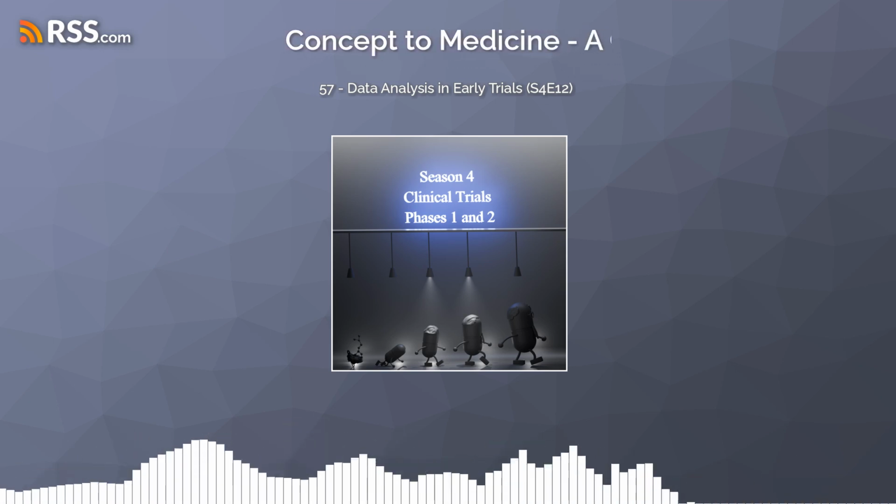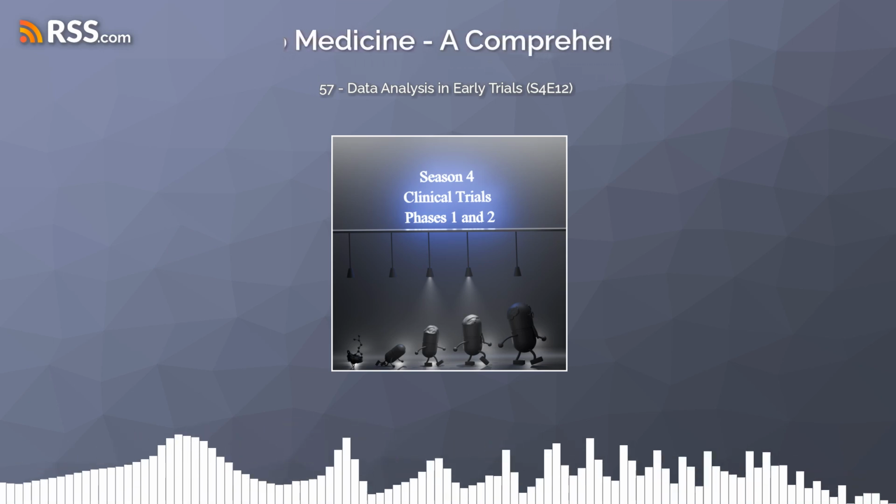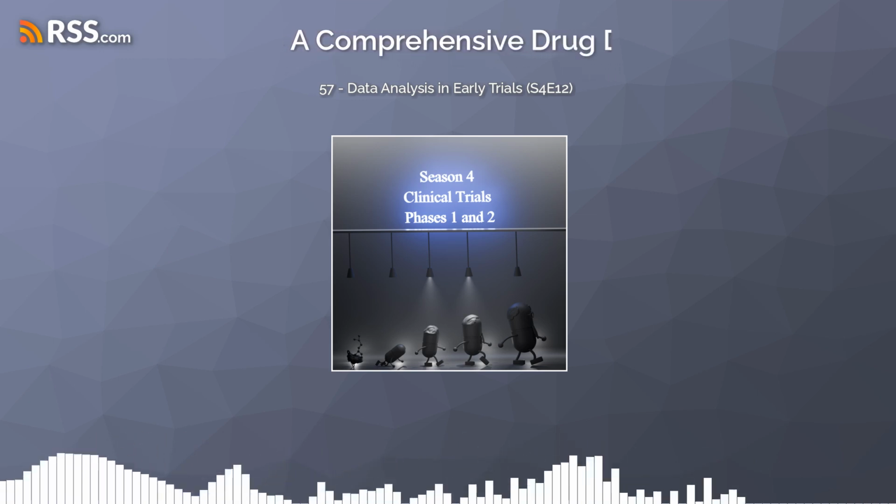Exactly. Even with a small sample size, we want to understand how the drug might behave across a more diverse population.